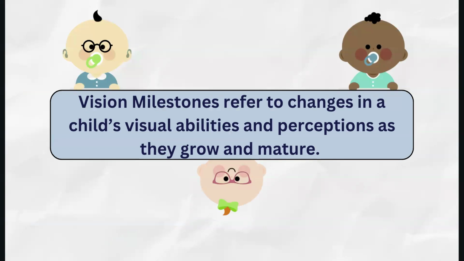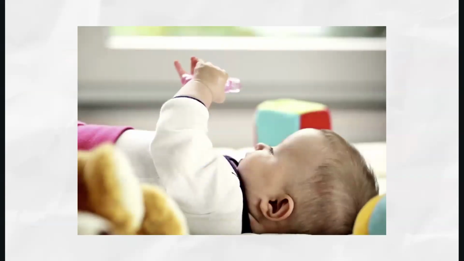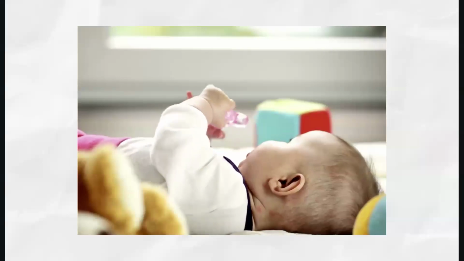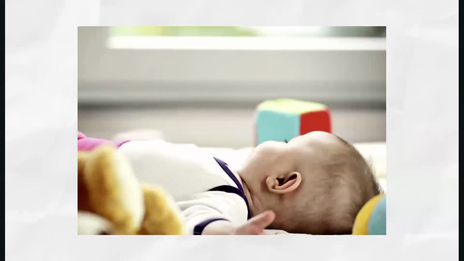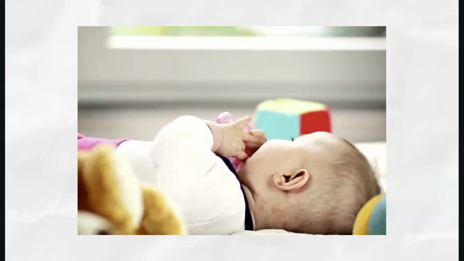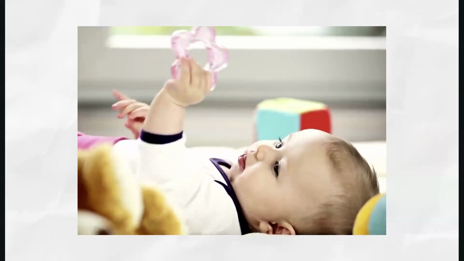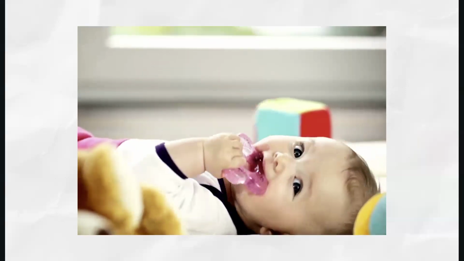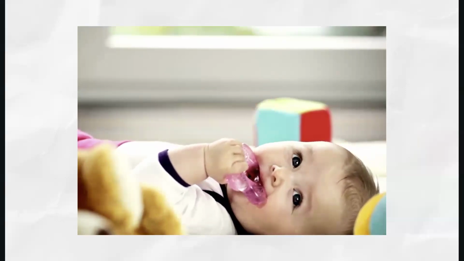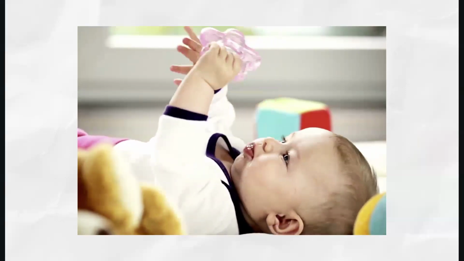Vision milestones refer to changes in a child's visual abilities and perceptions as they grow and mature. Milestones are indicators of individual development, and they provide valuable insight into the progression of skills across various domains. They help us track growth, identify potential areas that may require attention or intervention.